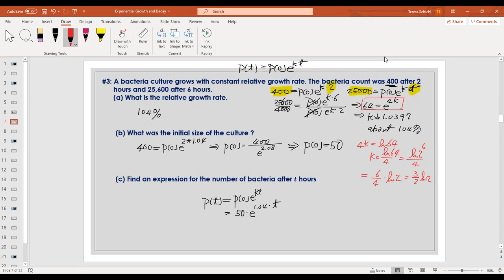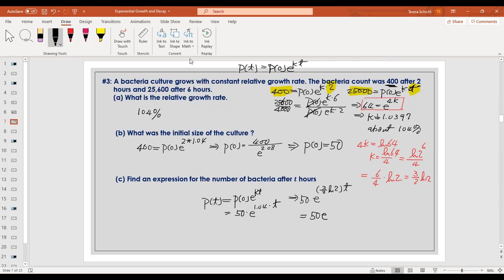So in here, if you want to put it this way, you will say this is 50 e to the k, where k is 3/2 natural log 2, times t here. All right. So now some people like to simplify this a little bit.